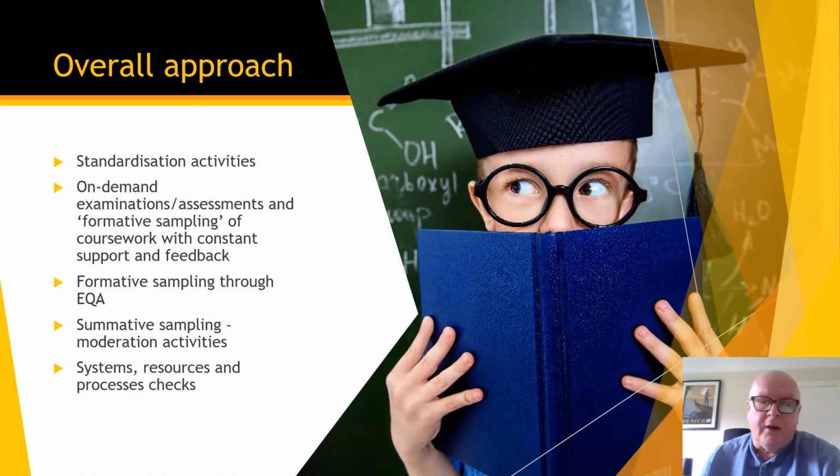So the overall approach is we will still carry out formative sampling through external quality assurance, and we will still carry out summative sampling at the end for some courses, but we will also have processes in place to check systems and resources and policies that you have. So this will be set out for you as a centre, and you'll understand hopefully from the information that we give you exactly what the year ahead looks like in terms of your relationship with us as an awarding organisation.